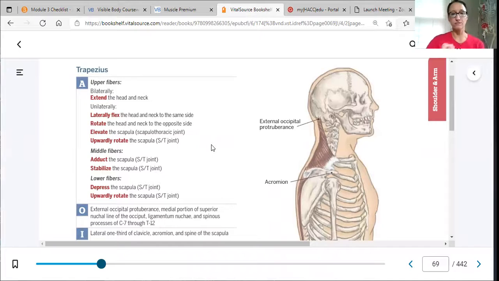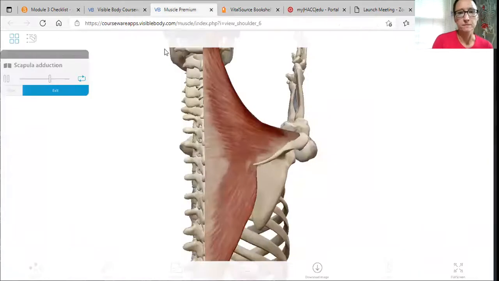All right, and then the lower fibers. So the lower fibers actually make a pretty severe angle from T12 up towards the spine of the scapula. So they're almost vertical, but not quite. And because of that, they have two different actions. They can pull the scapula down into depression. So your scapula is headed towards the floor. That's depression of the scapula. But they can also upwardly rotate the scapula. And I know that sounds a little weird because you think, well, they're below it. How could they upwardly rotate it? Let me show you.